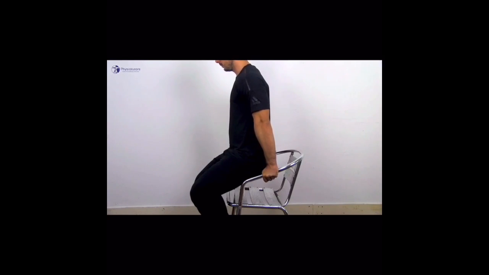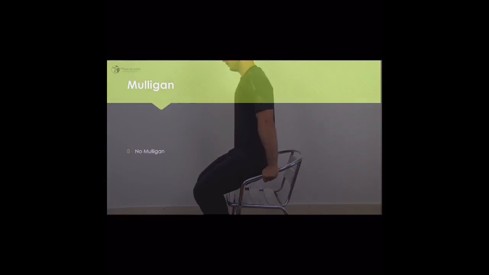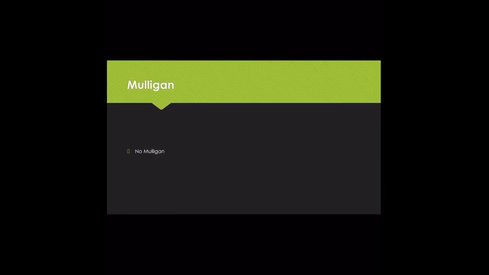This test is positive if the patient has apprehension, reports a sense of instability or lateral elbow pain, or if axial dislocation of the radial head takes place. There is no mulligan technique.